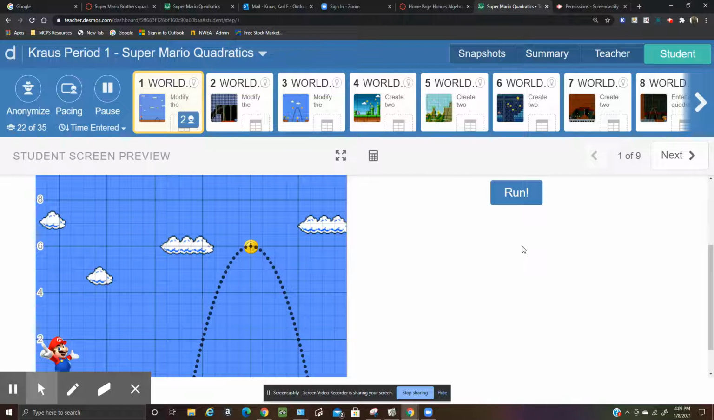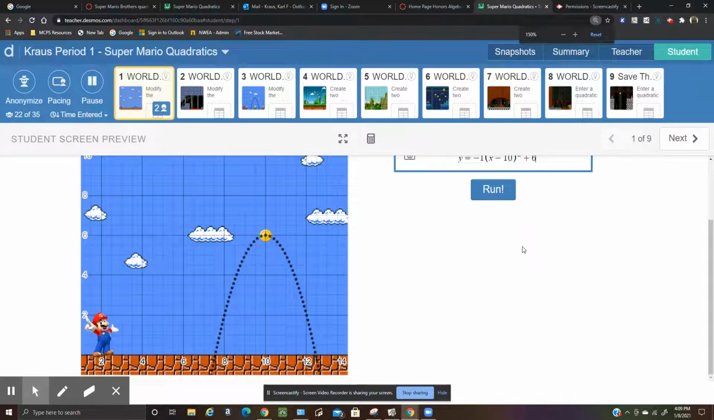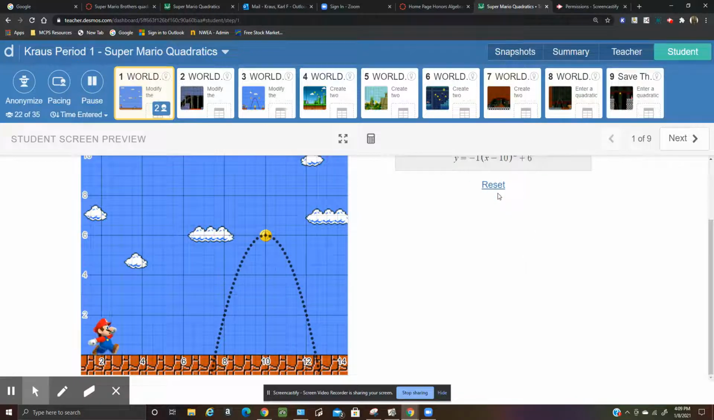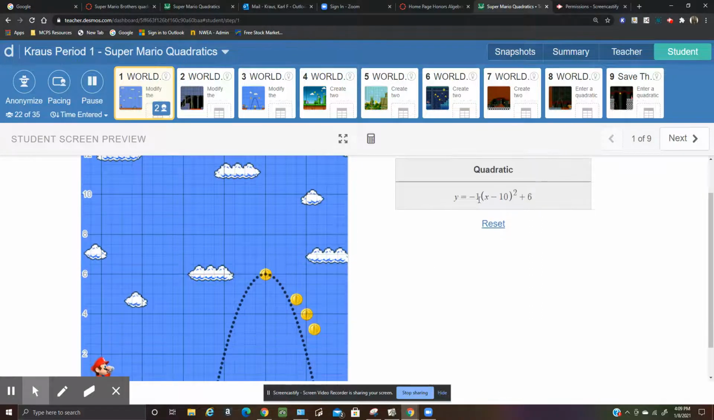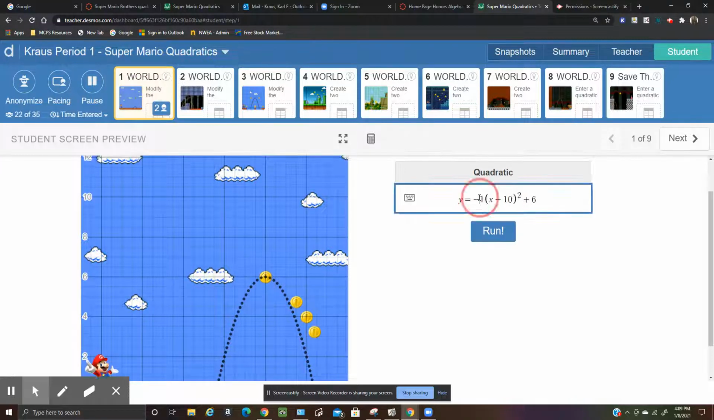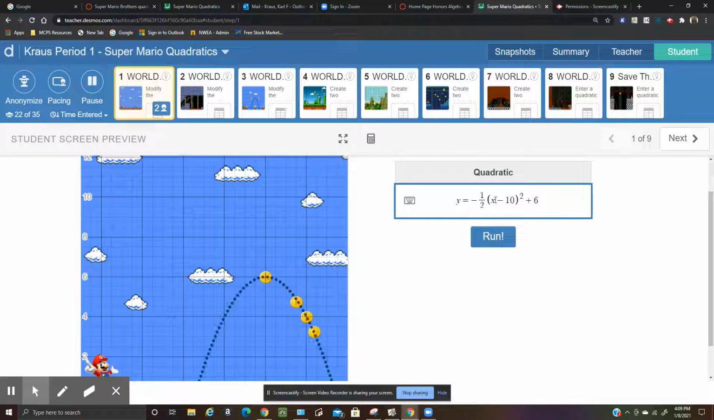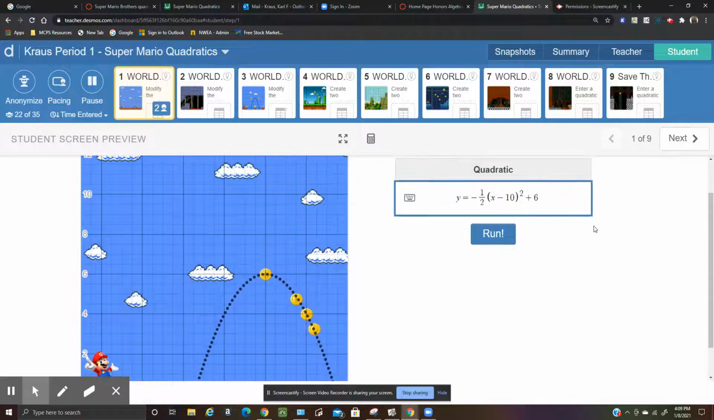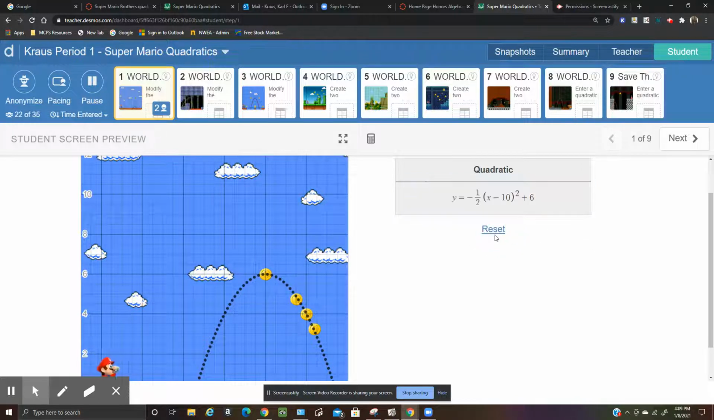So let me make this a little smaller so I can see both things here. Hit the run button and Mario should collect the coin. Then you want to hit the more coin button, and I need to make this wider. For the purposes of this exercise, you want to hit the reset button, and then I would just guess and check here. So you can hit run now, and Mario collects the coins.